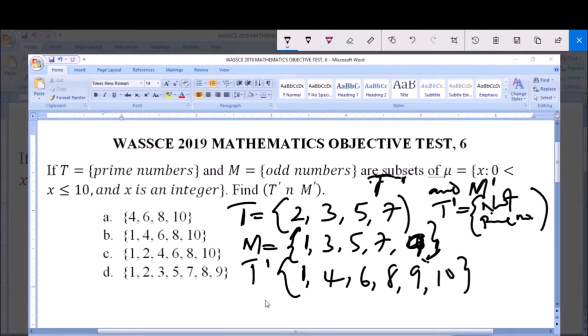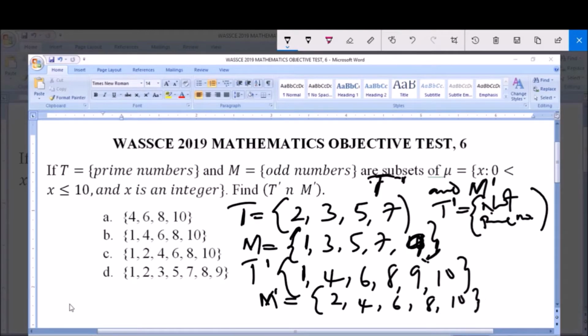Now we have M prime. Since M has to do with odd numbers, M prime will be the even numbers between 0 and 10. Now what are those even numbers? We have 2, 4, 6, 8, and 10.